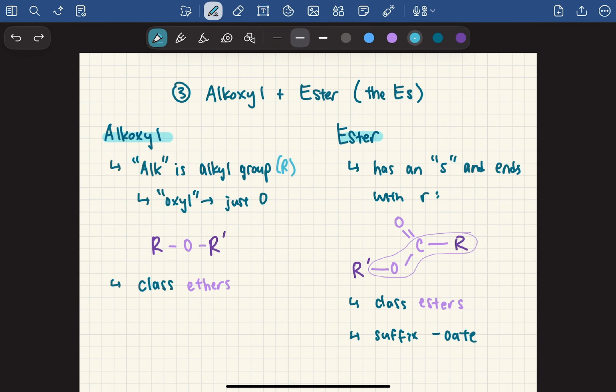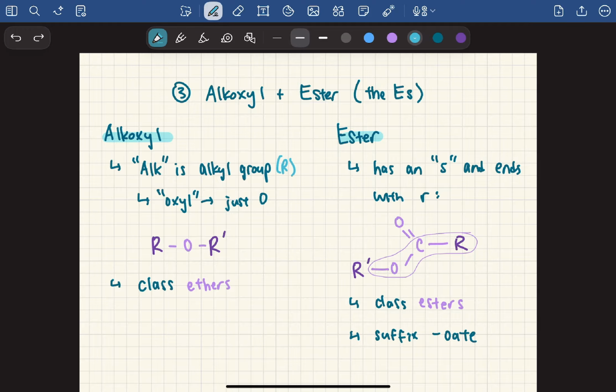The third pair we will look at is alkoxyl and ester. And although the names of the functional groups don't sound very similar, the names of their classes of compounds are ether and ester. So that's really similar. That's how you can remember them. And for alkoxyl, alk is the name of the alkyl group of the R that will be bonded to the O. So if you take the prefix alk out of it, it just leaves oxyl, and oxyl is just O. So for alkoxyl, all you have to know is that there's an oxygen that's bonded to 2 other different or same compounds, and it belongs to the class of ethers.